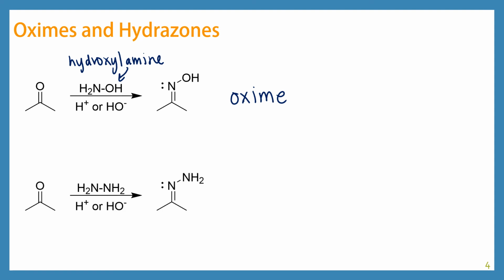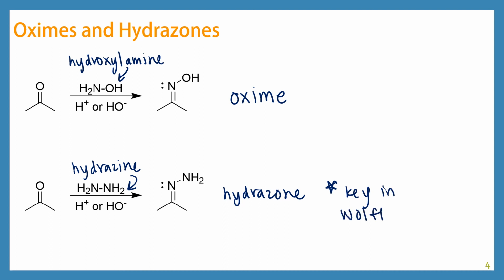Now our next one involves reaction with hydrazine, which is something you've seen before when you learned about Wolff-Kishner. And in fact, this creates a hydrazone, which is the key intermediate in Wolff-Kishner. So we're pretty close to the point where we're actually going to go over the mechanism of Wolff-Kishner. I think it's the next slide, actually. So these are your two new functional groups, oxime and hydrazone.